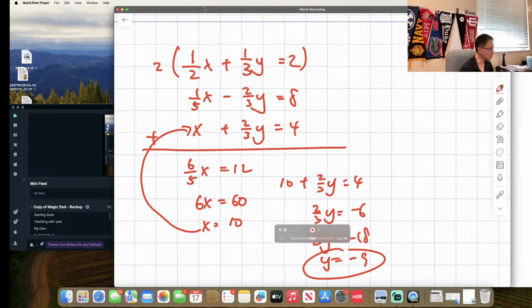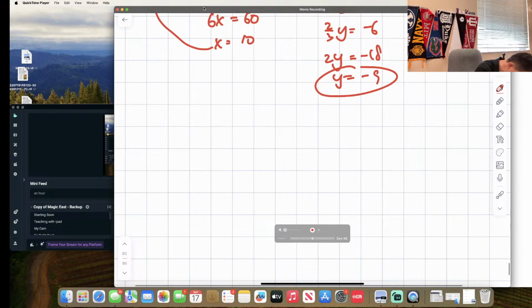Okay, other questions? Yes, Winston. 2D. I've never done this question before, but okay, so x squared y is equal to 16, and x squared plus 4y plus 16 equals 0.